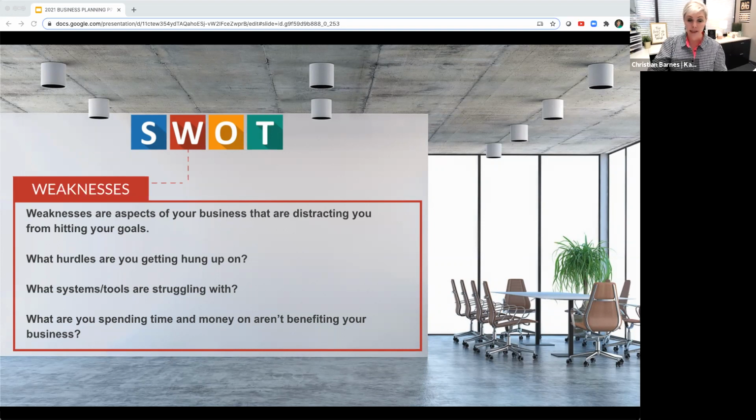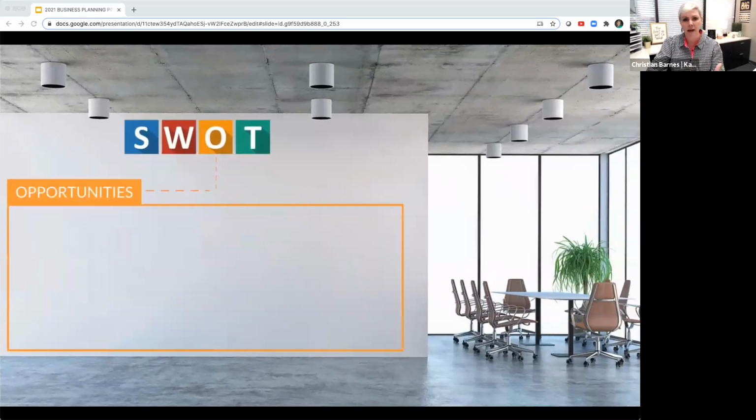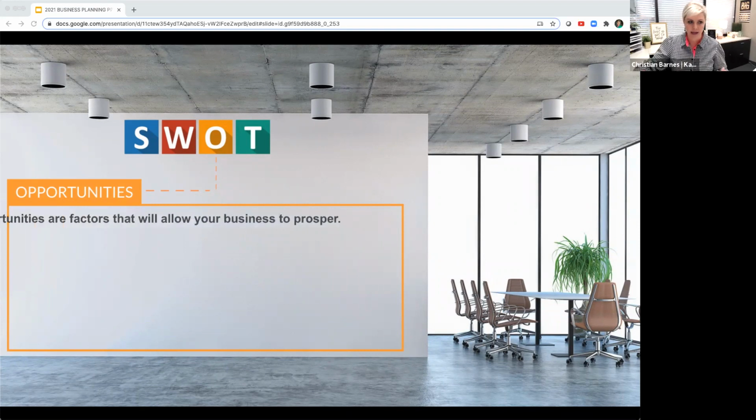Okay, so let's move on here to opportunities. And this is where we really start talking about how the strengths and weaknesses are really more personal. Our opportunities and threats are really more what's going on in the marketplace. So with opportunities, those are the factors that are going to allow your business to prosper. Are there any opportunities that you see right now in the marketplace?